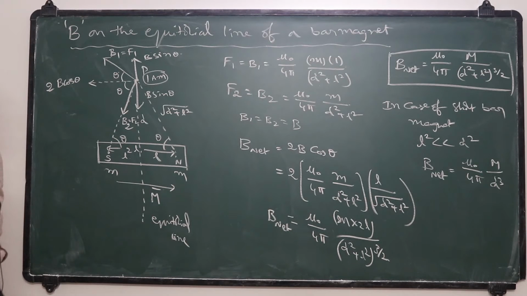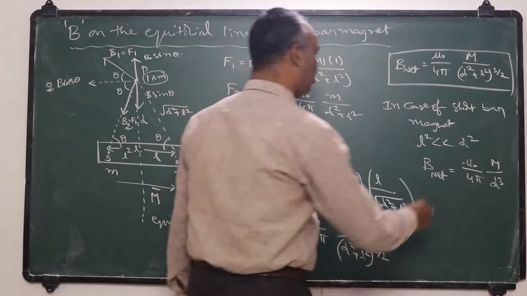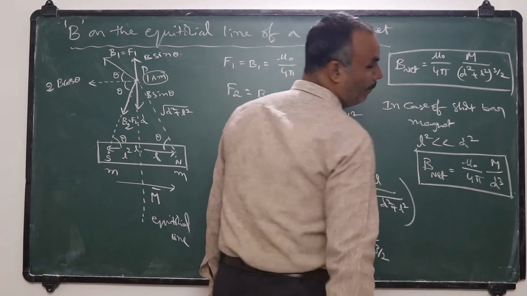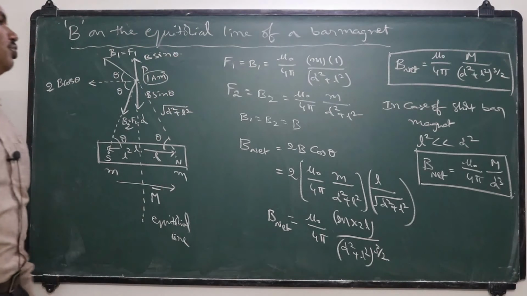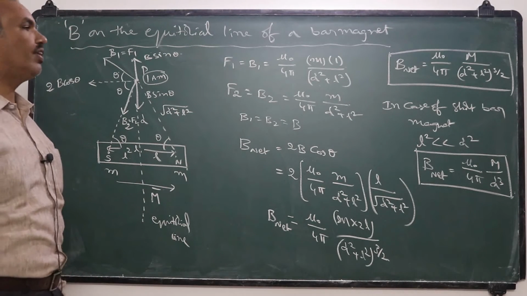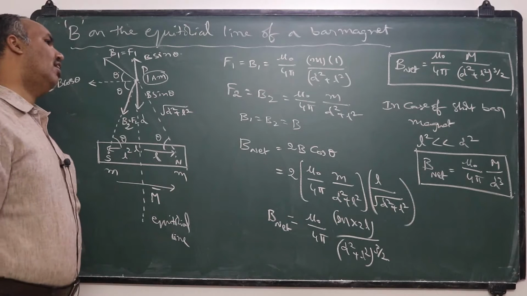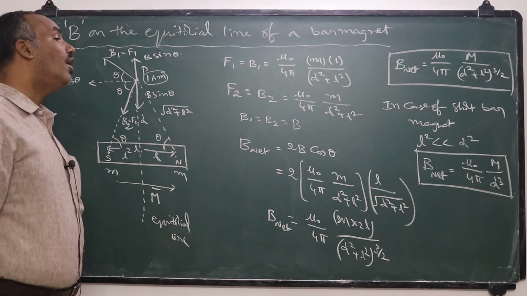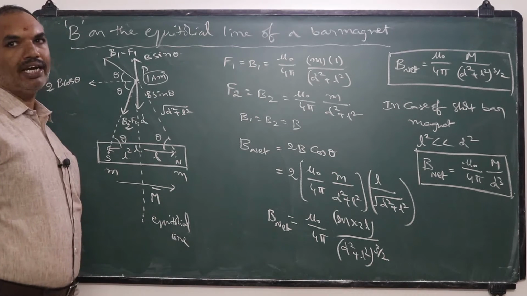Okay, the direction of net magnetic induction is opposite to the magnetic moment vector. The direction is like that, the magnitude is like this. And if you compare the magnetic induction due to a short bar magnet for the axial line as well as the equatorial line, it is clear that on the axial line you will have double of this magnetic induction.